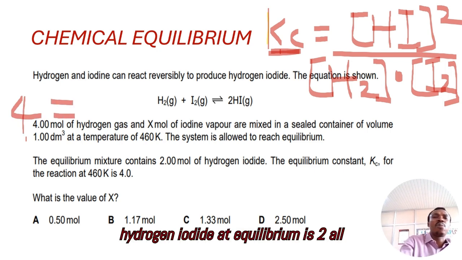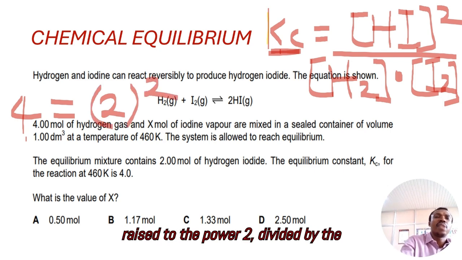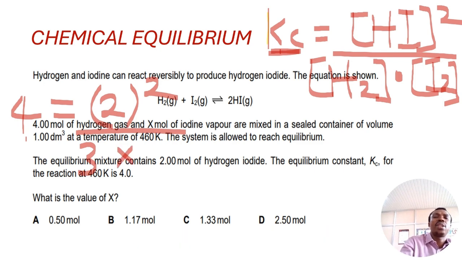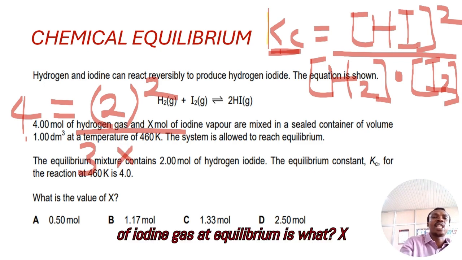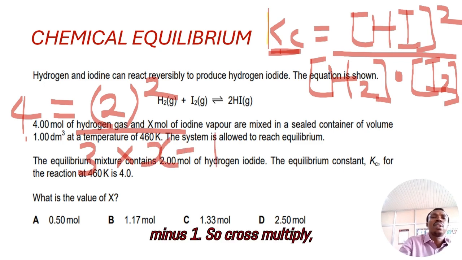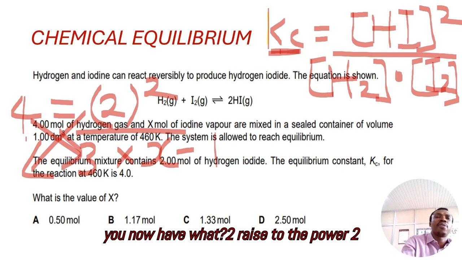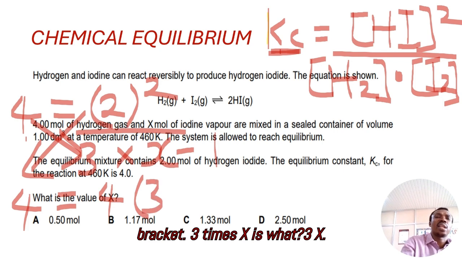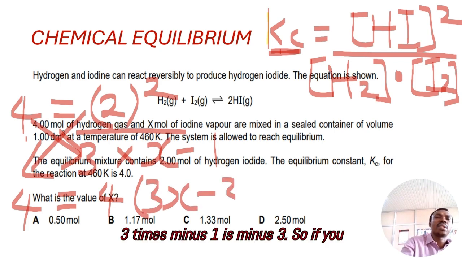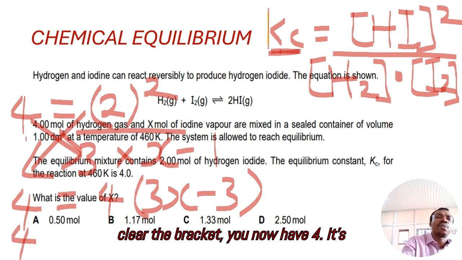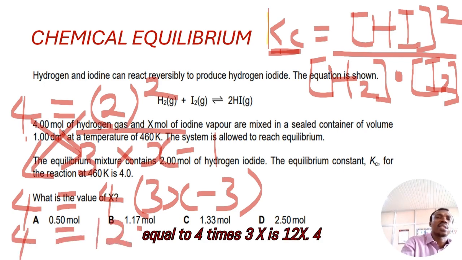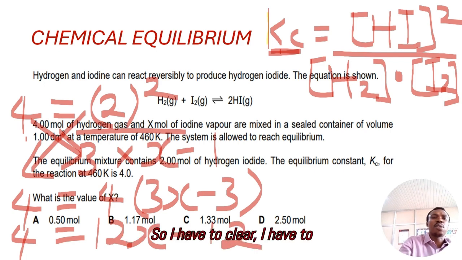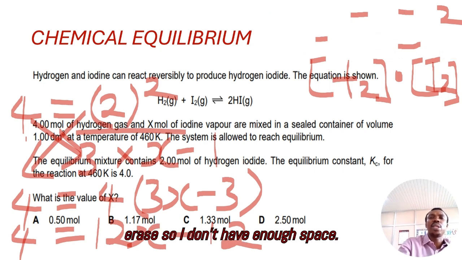The concentration of hydrogen iodide at equilibrium is 2, all raised to power 2, divided by the concentration of hydrogen at equilibrium, which is 3, multiplied by the concentration of iodine gas at equilibrium, which is X minus 1. So cross multiply, you now have 2 raised to power 2, which is 4, equal to 4 bracket, 3 times x is 3x, 3 times minus 1 is minus 3. So if you clear the bracket, you now have 4 is equal to 4 times 3x, which is 12x, and 4 times 3 is minus 12.